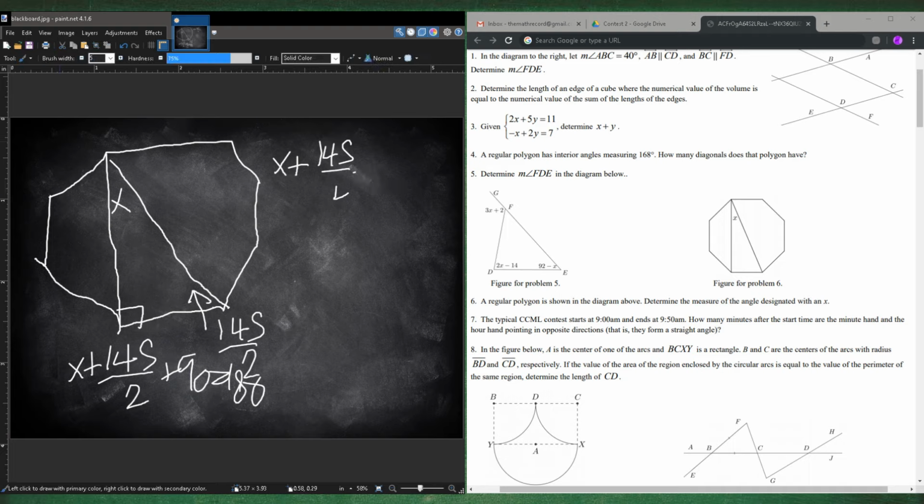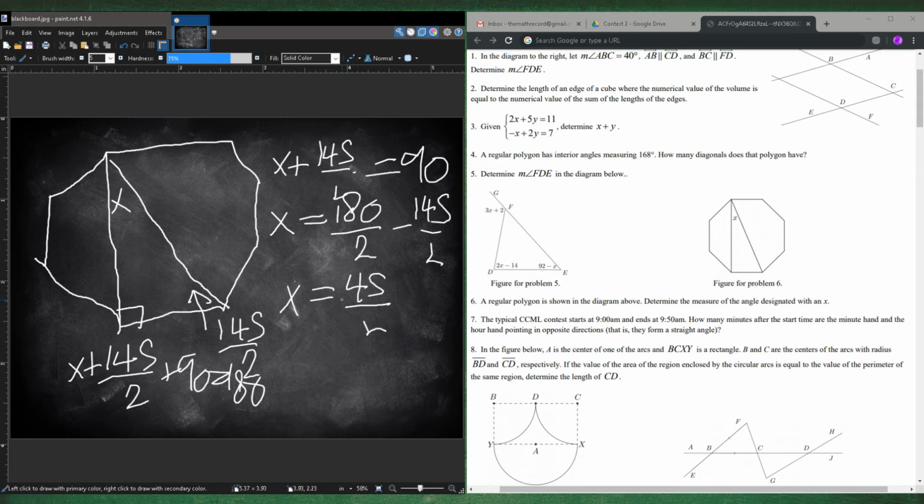And I'll rewrite this again, which is equal to 90. And x equals, what is this? 180 over 2 minus 145 over 2. Get the same denominator. And x is equal to 45 over 2, which you also write for number 6. So that's the answer. Or you can write it as 22.5. So your answer for number 6 is 22.5 degrees. So you just put the degree sign in there.